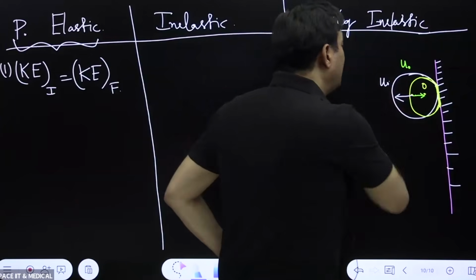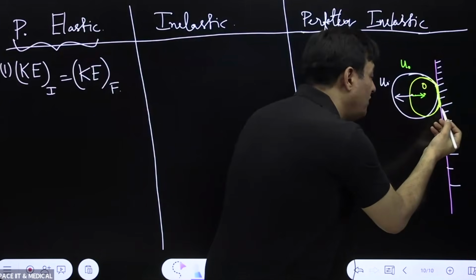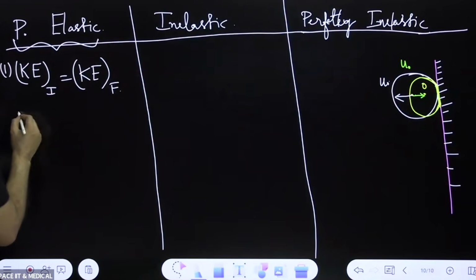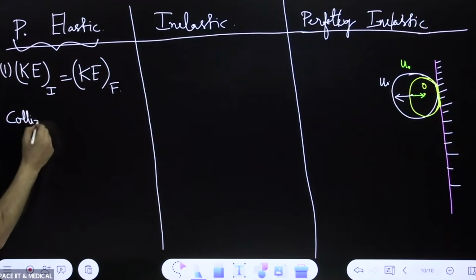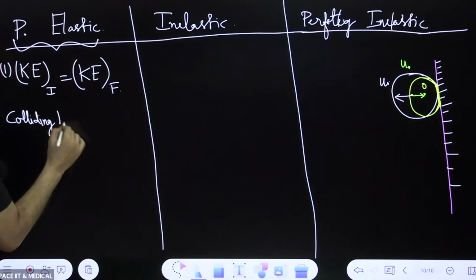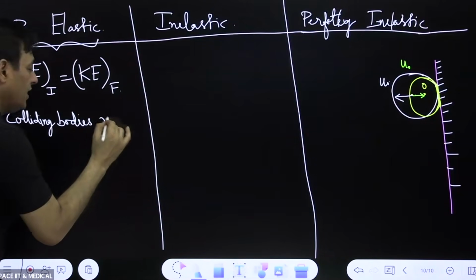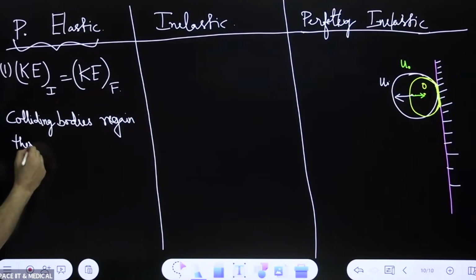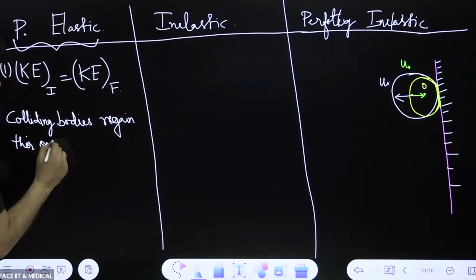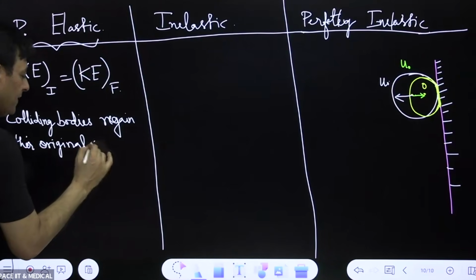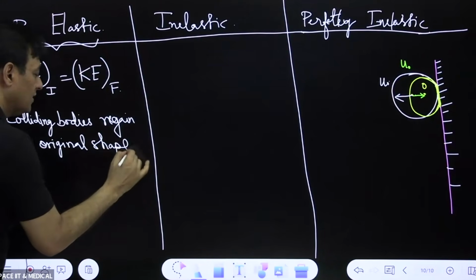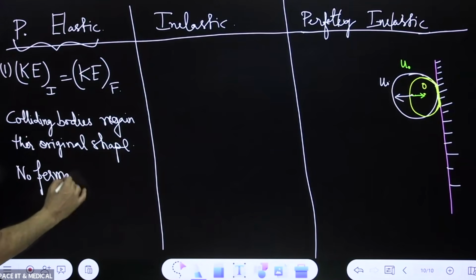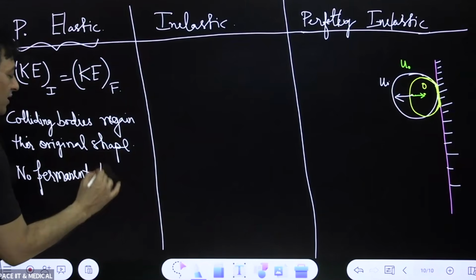Now, in case of perfectly elastic collision, the ball will regain and reach its own original shape. The colliding bodies regain their original shape. There is no permanent deformation. There is temporary deformation, but there is no permanent deformation.